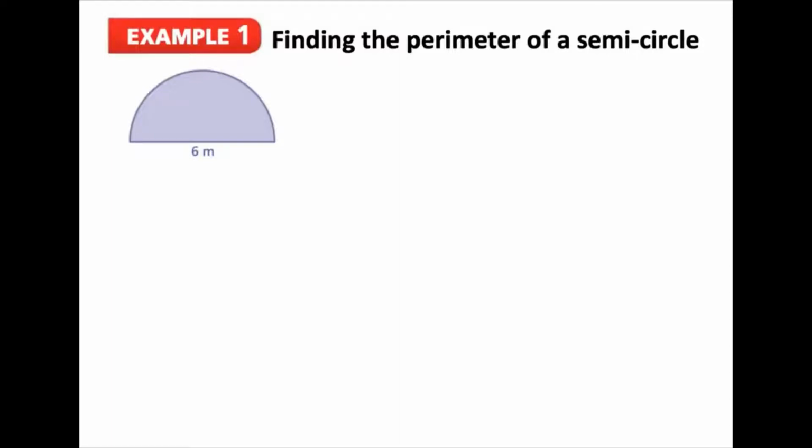So let's take a look at our first example. If we want to find the perimeter of this semicircle, which is half a circle, we can imagine we had the whole circle. Now we can identify what this 6 meters represents. Does this 6 meters represent the radius or the diameter of the circle? Exactly, it's the diameter.